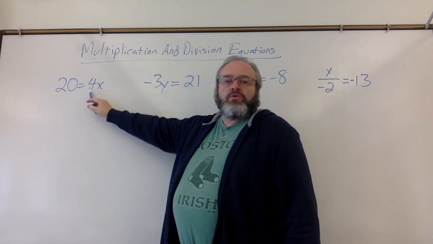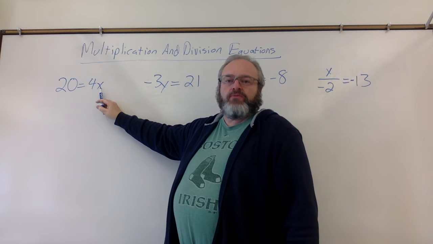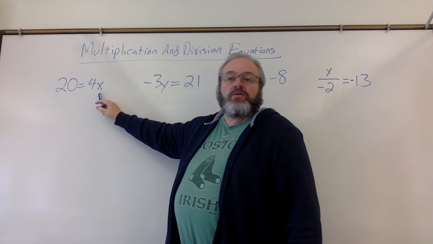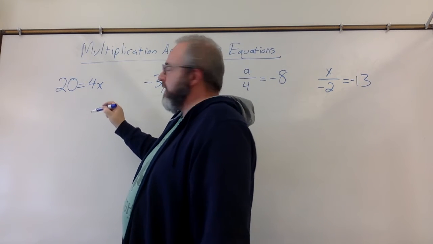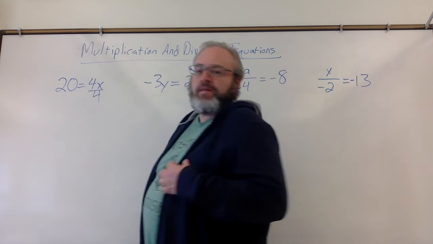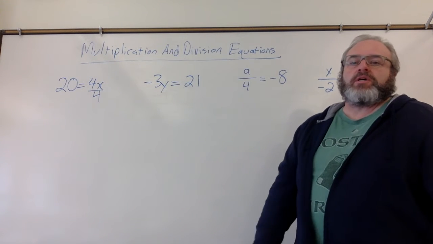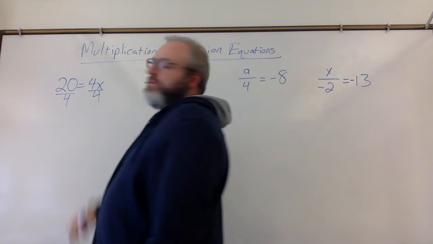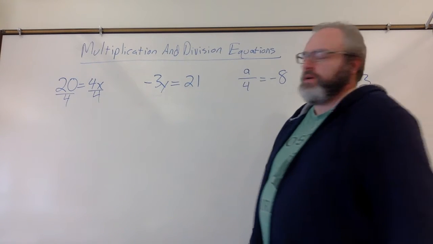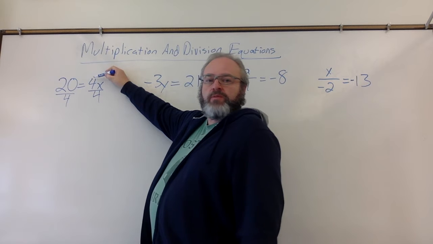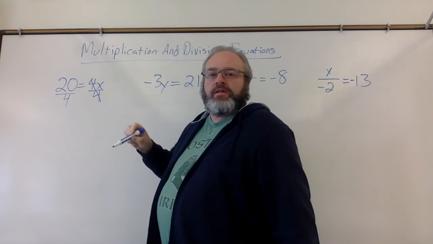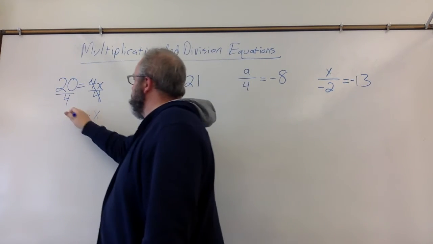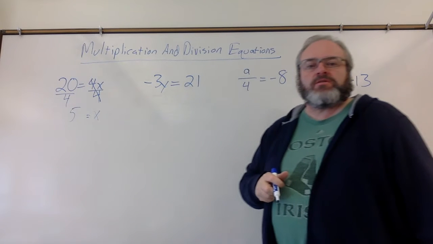Right here, 4 and x are being multiplied. So to get the 4 to cancel, we have to do the opposite of multiplying by 4, which is dividing by 4. So I'm going to divide that side by 4. But the rule is, whatever you do to one side of an equation, you also have to do the other side. So I also have to divide the 20 by 4. Multiplying by 4 and dividing by 4 cancel out, leaving just the x. 20 divided by 4, 4 goes into 20 5 times, and our answer is 5.